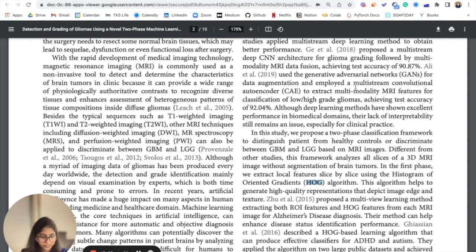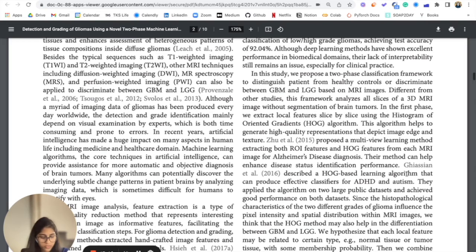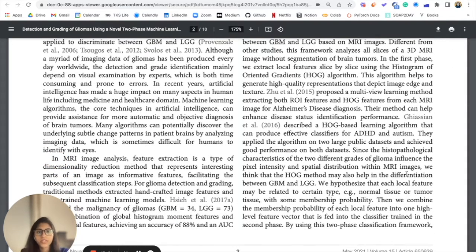So let's move on. Another thing they talked about is that HOG is also helpful because it can help differentiate between the LGG and the glioblastoma, because it can tell within the boundaries. And as we mentioned, there's a big problem with consistency and trying to find where the boundaries are, because that, as it says here, depends on visual examination by experts, not AI models, but experts done manually.